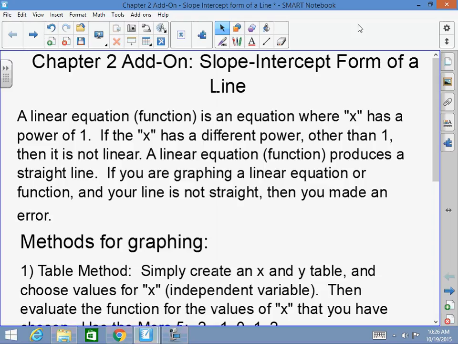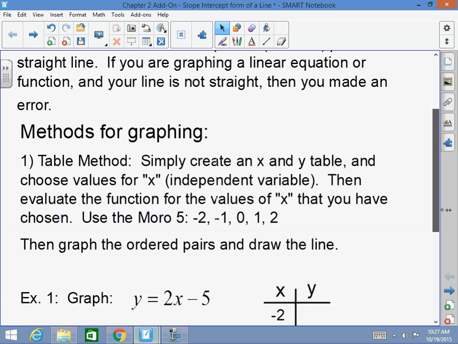It's that simple. It's no big deal. It's not that the planets are misaligned or that math has it out to get you. No, you just did it wrong, and it's okay. Fix it. Methods for graphing.